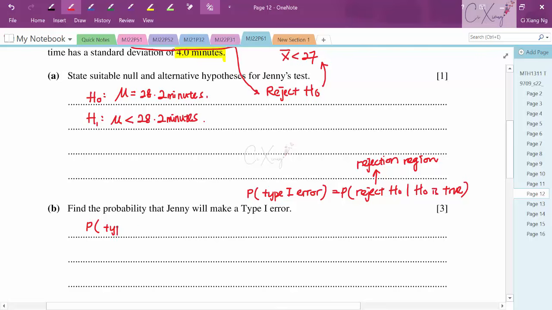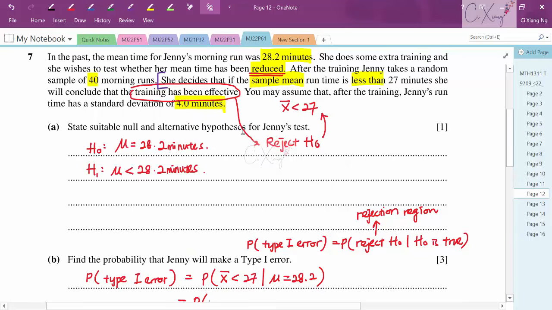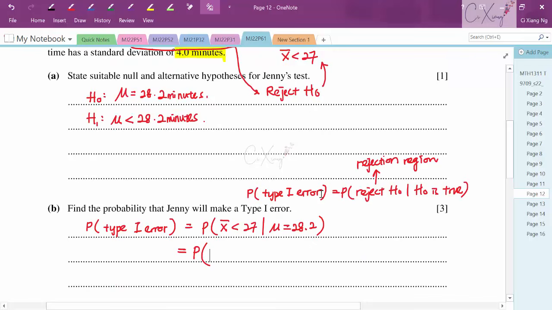Okay, so to calculate the type 1 error, generally we need to put in the rejection region, where it should be sample mean smaller than 27, given that the null hypothesis is true. The null hypothesis is true means that mu equals 28.2. All right, so we are having this sample mean, right? Because the sample size is large, if you look at the sample size, it is 40, which is large. So you can assume that it is approximately normally distributed.